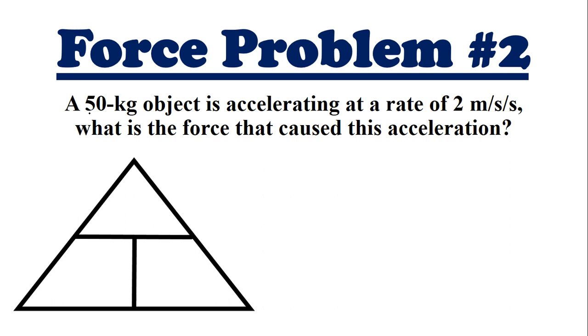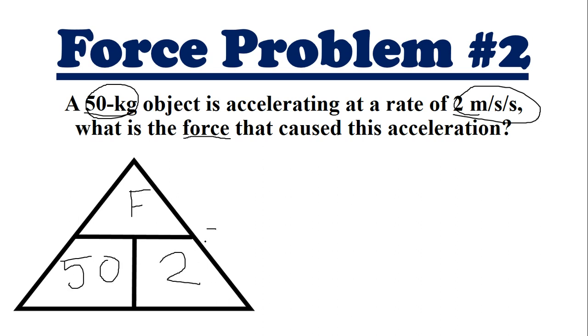All right, a 50-kilogram object is accelerating at a rate of 2 meters per second squared. What is the force that has caused this acceleration? So we're trying to find force, so we're going to leave F at the top. We have our mass of 50. We have our acceleration of 2. All right, we multiply it. We get 100 as our value, and then we have our unit of newtons.